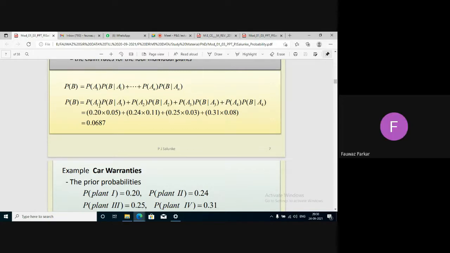Understand this, I will repeat it once again. This is the probability of, see, B means claim, we are finding the probability of claim, B means claim. So we find the individual probabilities and later cumulate them. So probability of B, that is probability of claim, is the probability of the car being manufactured in plant 1 multiplied by the probability of claim given that it has been manufactured in plant 1. Similarly plant 2, plant 3, plant 4, when we cumulatively add all, you will get this. If I ask for no claim, simply 1 minus this value will give us the no claim. That means 93.13% will be no claim.